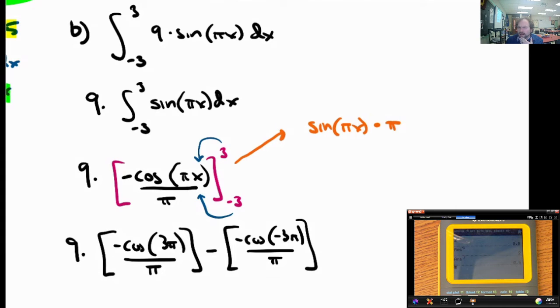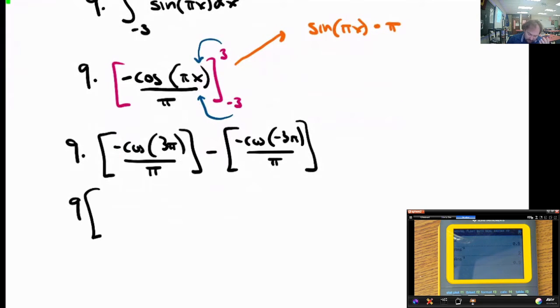Or maybe not. 3 pi is just going to be 180 back to 0, back to 180 again. So that's -1. So this is 9 times, let's see, negative cosine of -1. This is positive 1 over pi minus negative 1 over pi, minus 1 over pi. It ends up being 0 because this whole thing ends up 0.